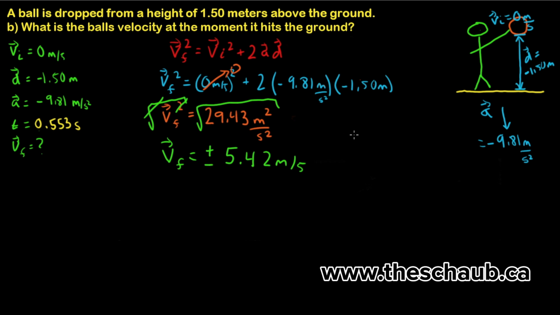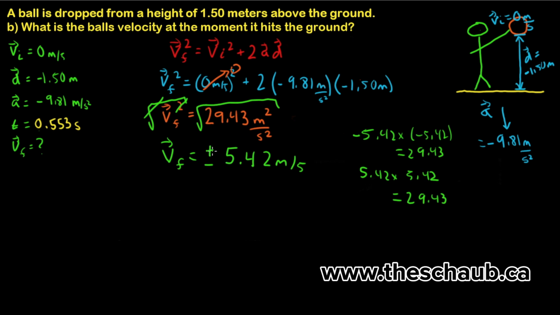Another way to think about this is negative 5.42 multiplied by negative 5.42 is equal to 29.43. Similarly, 5.42 times 5.42 is also equal to 29.43. So when we take the square root of this, we could end up with either solution. Now, in physics, we have to decide which answer is correct. We define downwards as negative.